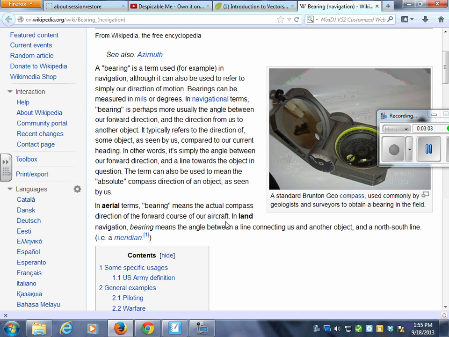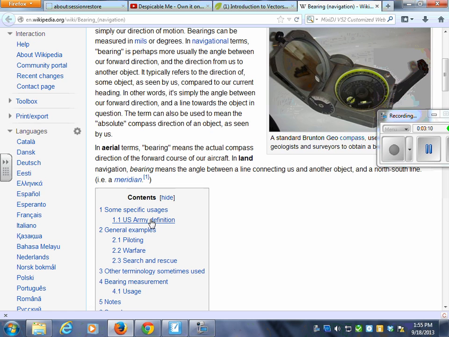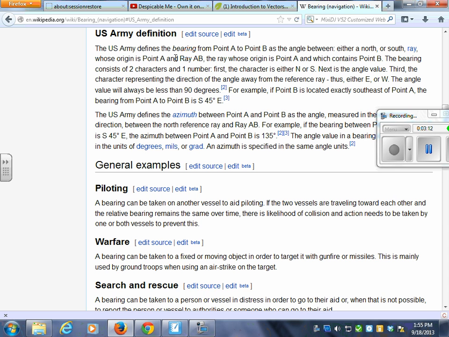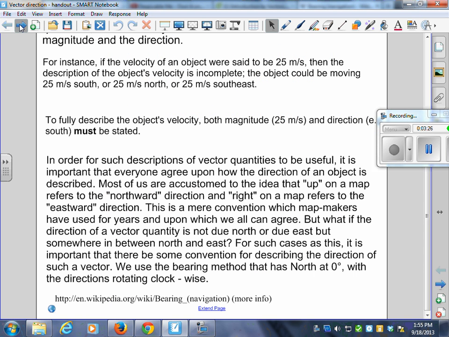In land navigation, bearing means the angle between the line connecting us and another object and a north-south line, or a meridian. And the U.S. actually calls it an azimuth. Where is it? Right there. U.S. Army defines the azimuth between point A and point B. So it gets kind of confusing real quick. Right? Okay? That's okay. We're going to make it simple. Don't worry about that.